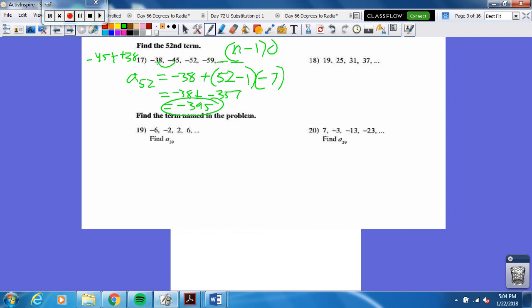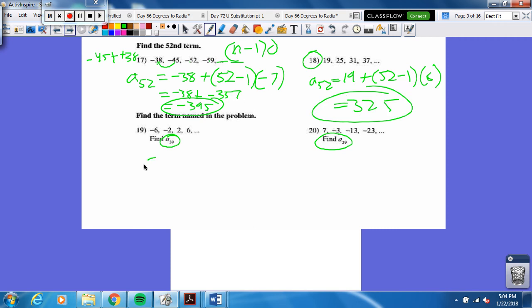All right, so you got to find the 52nd term here, and the 39th term here, and the 39th term here. Ready, set, see if you can do it. Pause the video. Go. All right, good. So we got a_52 equals 19 plus 52 minus 1 times the common difference, which is 6. Final answer here is 325.